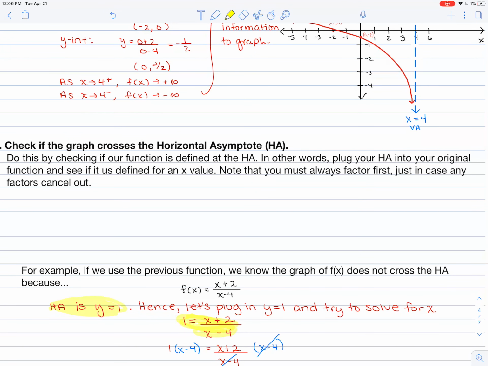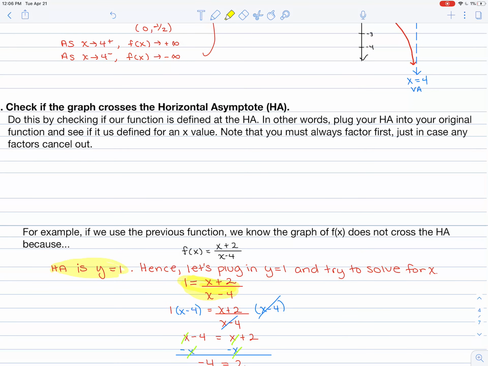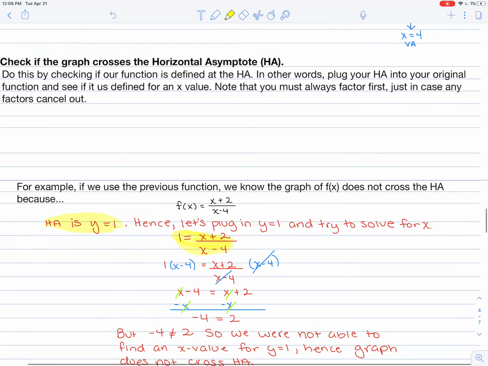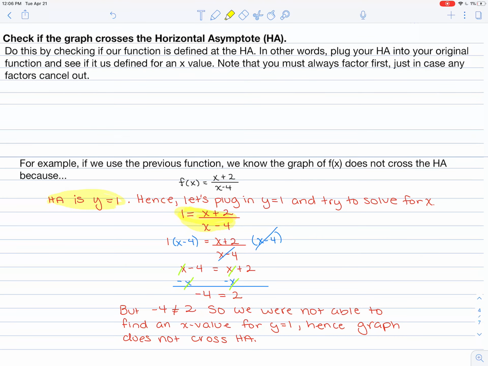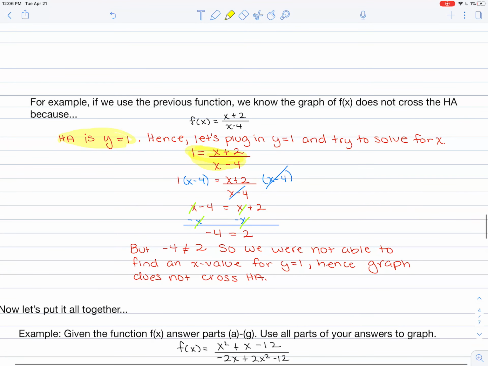So what we're going to do is multiply both sides by x minus 4 to get rid of the denominator. That cancels out my x minus 4. And then subtract x from both sides and we get negative 4 equals 2. Can negative 4 equal 2? No, negative 4 does not equal 2. Therefore, we did not find an x value for where y equals 1. And that means that our graph does not cross the horizontal asymptote. So our graph was correct in the previous example. We're not crossing the horizontal asymptote.